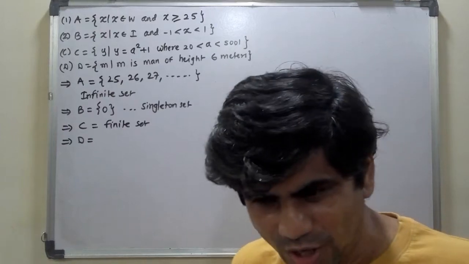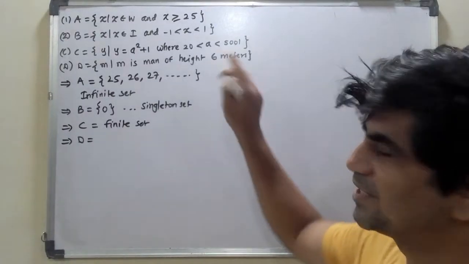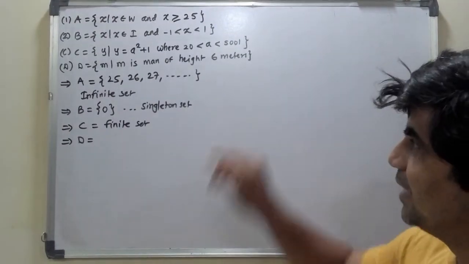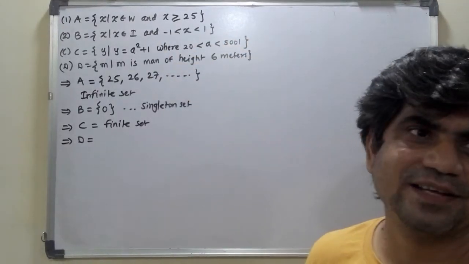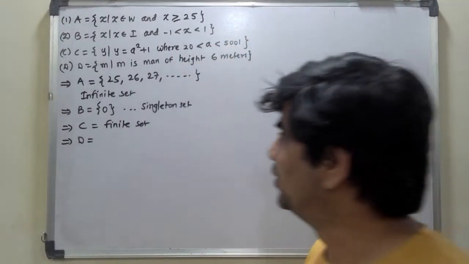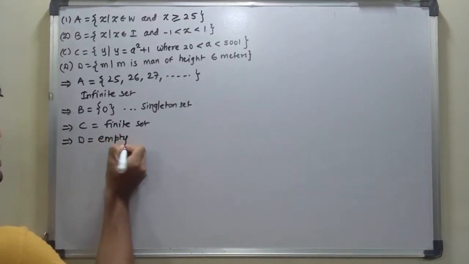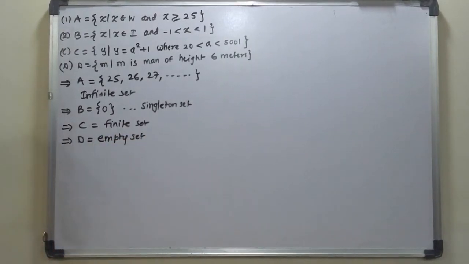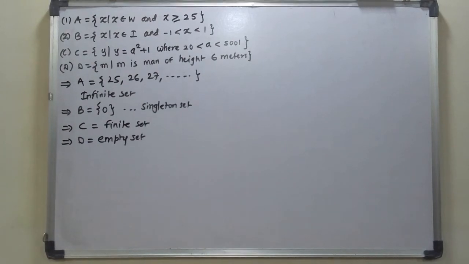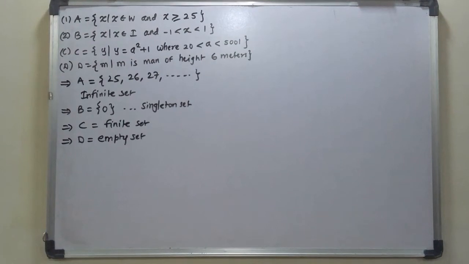On so-called earth, you will not find any person who is of 6 meter. That means the definition is present, but there is no element. So this is an empty set. Okay, got it? Understood? Let us go to one more example.